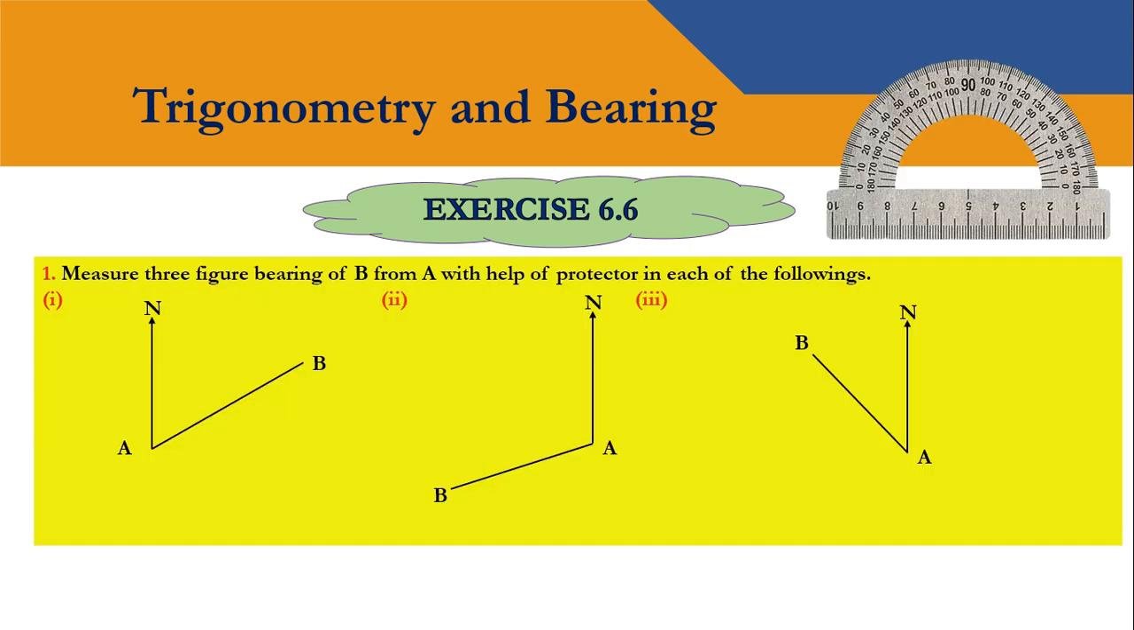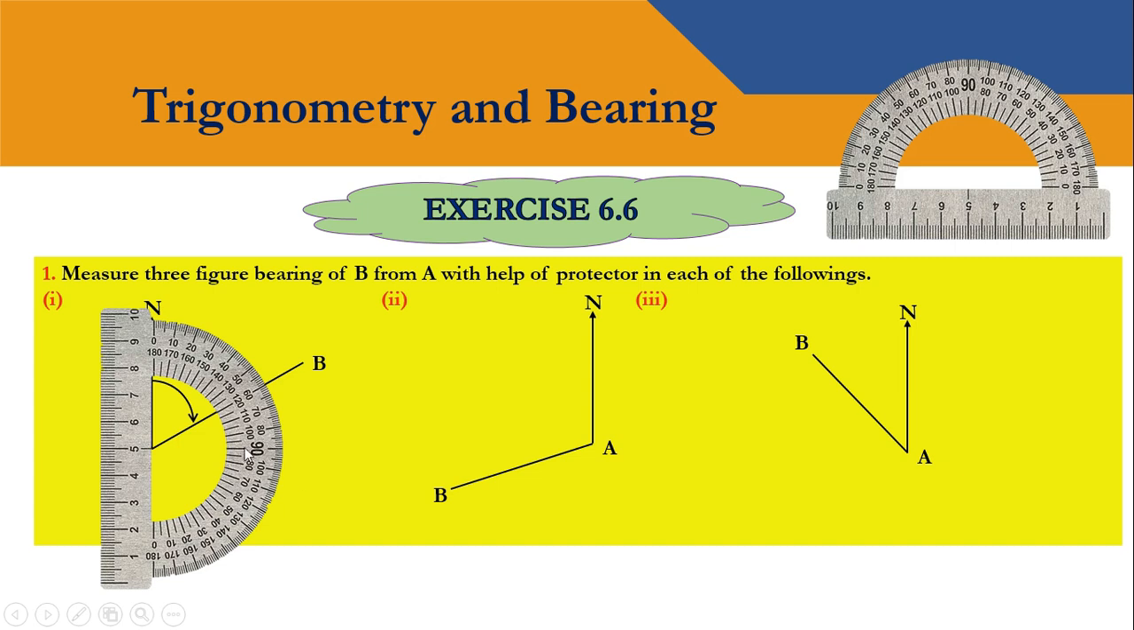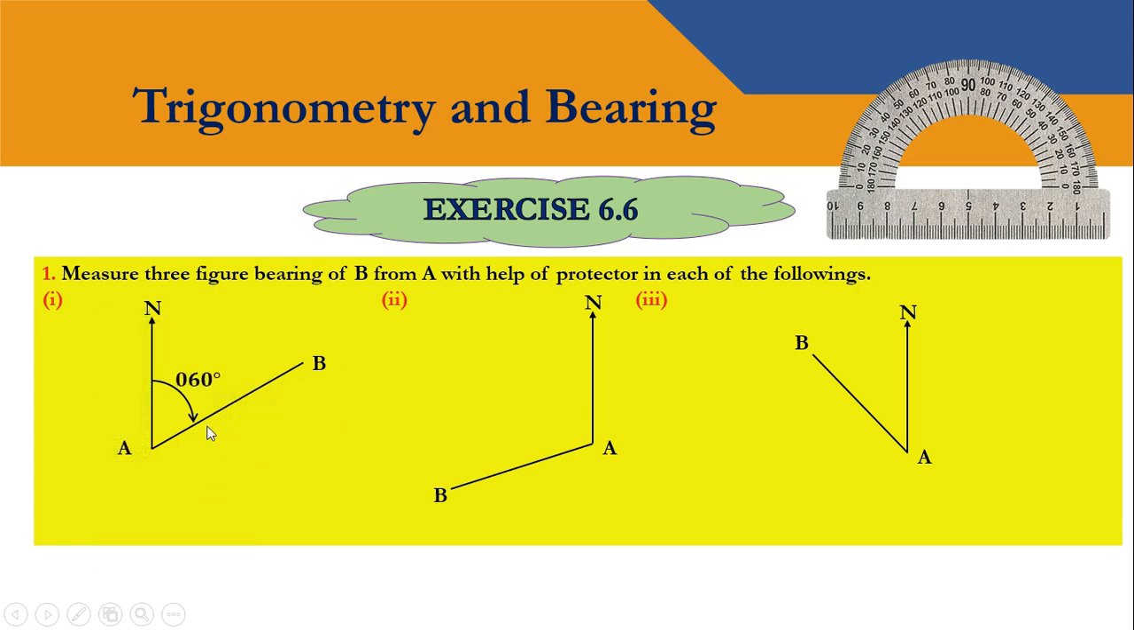Now moving toward question number 1, measure the three-figure bearing of B from A. We have to measure the bearing of B from A with the help of a protractor. The bearing is an angle from the north side. So how will we measure it? Place the protractor on the north side as shown to you. Now read the angle with the help of the protractor. The angle is 60 degrees. So the bearing of B from A is 060 degrees. You always write the bearing in 3 digits.